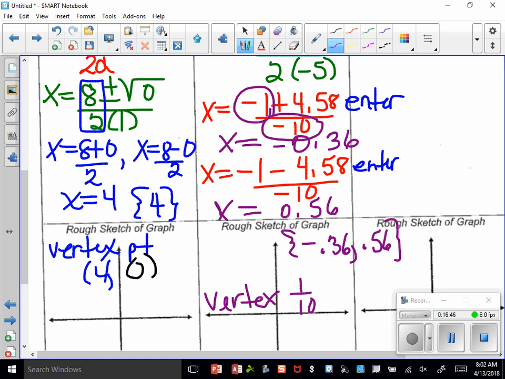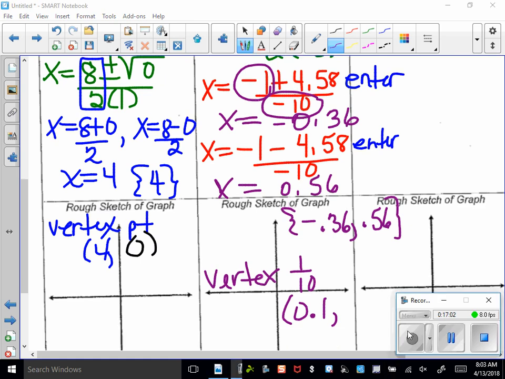0.1. So now you're going to plug in your y equals, put in the equation. You're going to change the table set to 0.1 and tell me what the y value is. All right, so 1.05 for y.